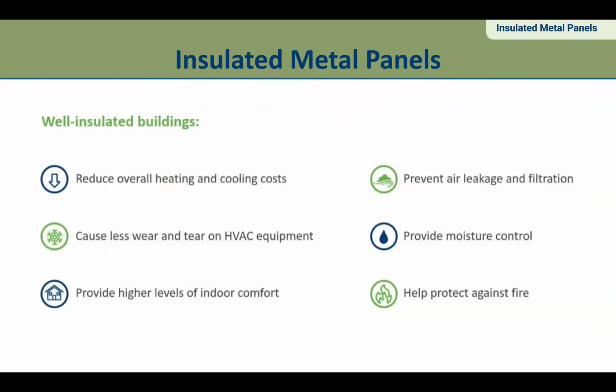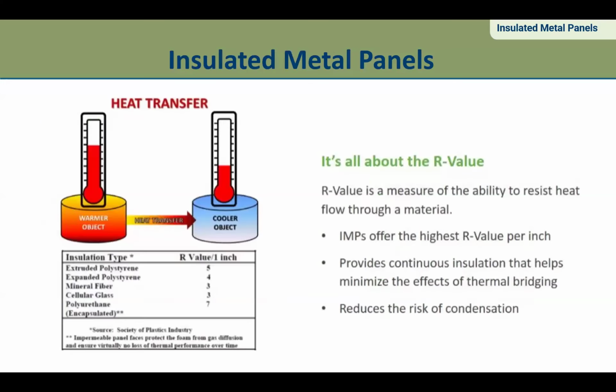But insulated metal panels help reduce the overall heating and cooling costs by providing a better, more robust insulation around your building, reducing the wear and tear on it, providing higher levels of indoor air comfort, and helping with fire protection as well.